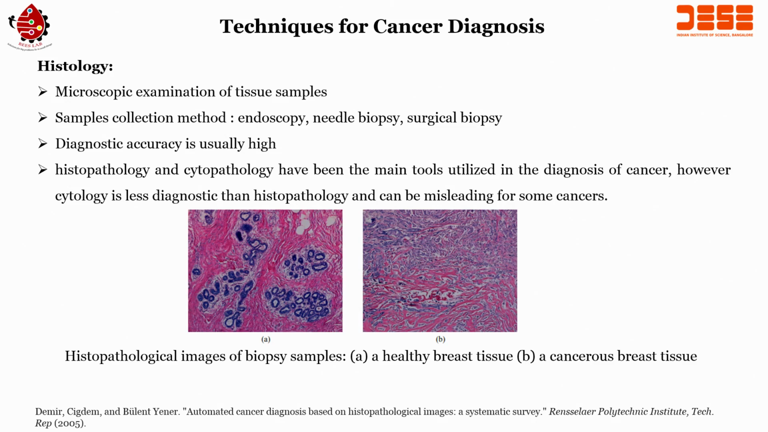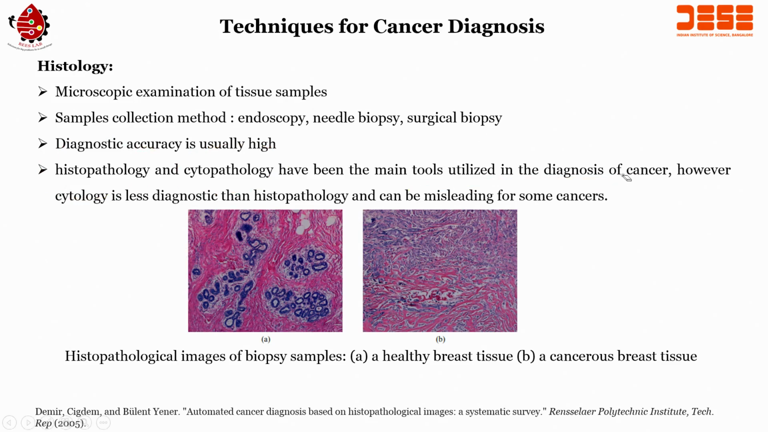Histopathology and cytopathology have been the main tools utilized in the diagnosis of cancer. Diagnosis of cancer has been done using two main tools. One is histopathology and the second one is cytopathology. Cytopathology is where we are studying the cell morphology. Histopathology is where we are understanding the tissue morphology as well as the biomarkers.